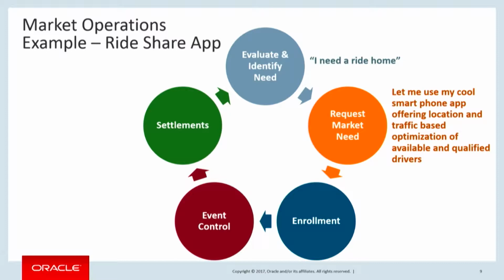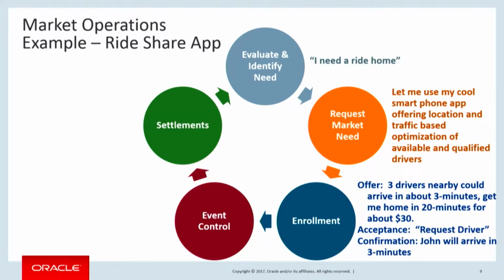and it's a location-based optimization based on traffic patterns and availability of qualified drivers, and gives me options to say, yes, there's three nearby. It's going to cost you about $30, 20 minutes, and then I say, yes, accept a driver. It assigns me a driver. I have the option to opt out. If I don't like his ratings or qualifications, I can opt out and pick a different one, and they'll arrive in 3 minutes.